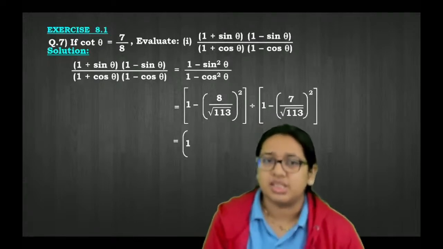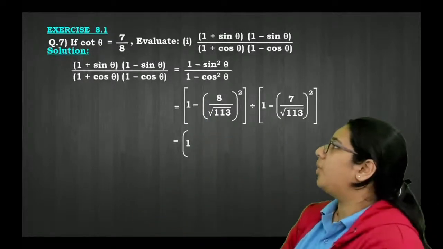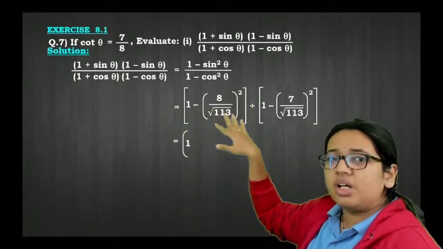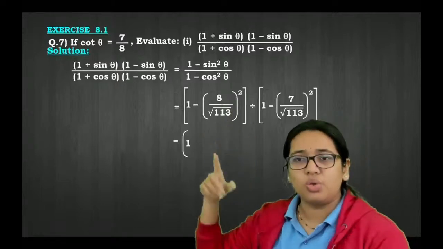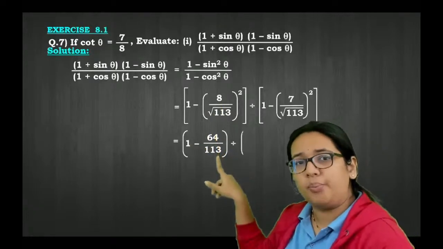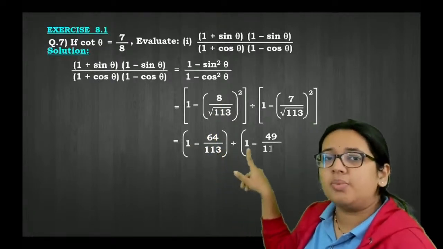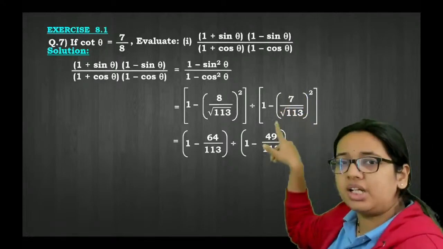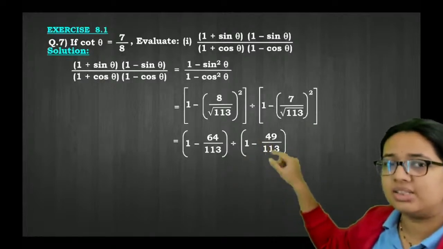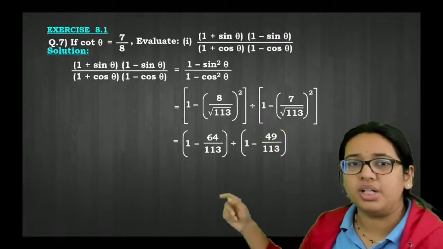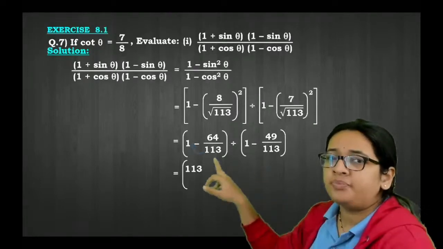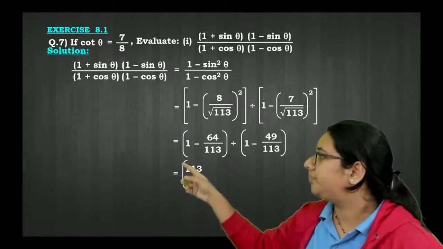Hence, we can write this as a 1 will be as it is 8 upon square root of 113 whole bracket square, which is same as 8 square divided by root square. So root will get cancelled with 2. Hence, this will be 8 square is 64 upon 113 divided by 1 minus 7 square will be 49 and square root of 113 whole bracket square. So that square root sign will get cancelled and this will be the value for denominator. Hence 1 minus 64 upon 113 divided by this. You just have to simplify this one.